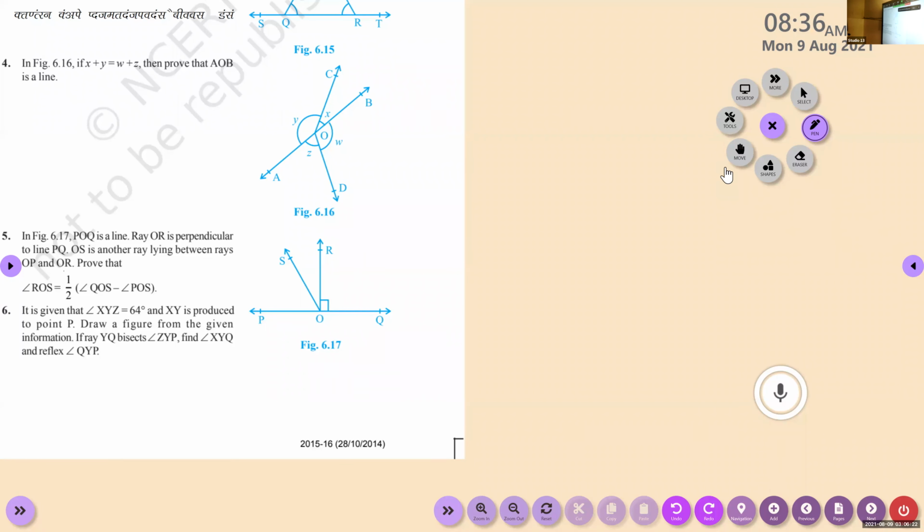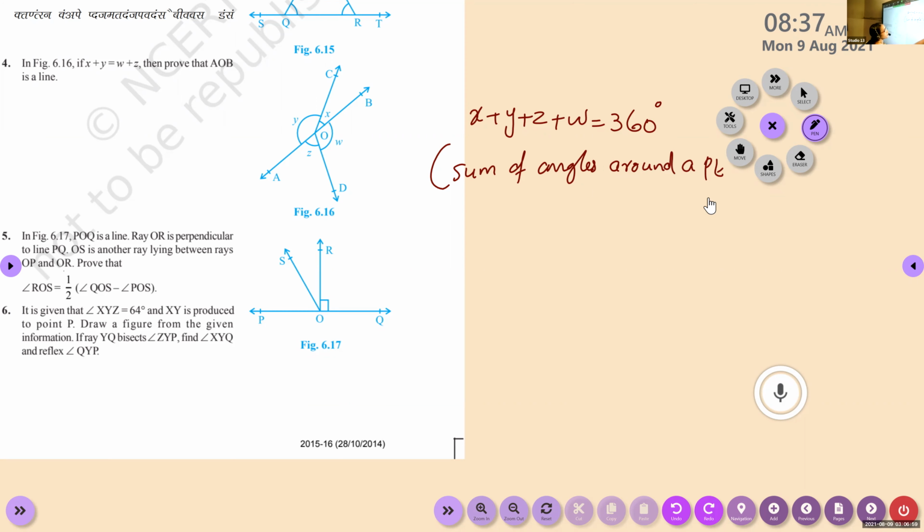AOB is a line. X plus y plus z plus w. What is the sum of those 4 angles? O is a point and there are 4 angles. So what is that sum? 360. Okay, so we know that x plus y plus z plus w equal to 360 degrees. Reason: sum of angles around a point.